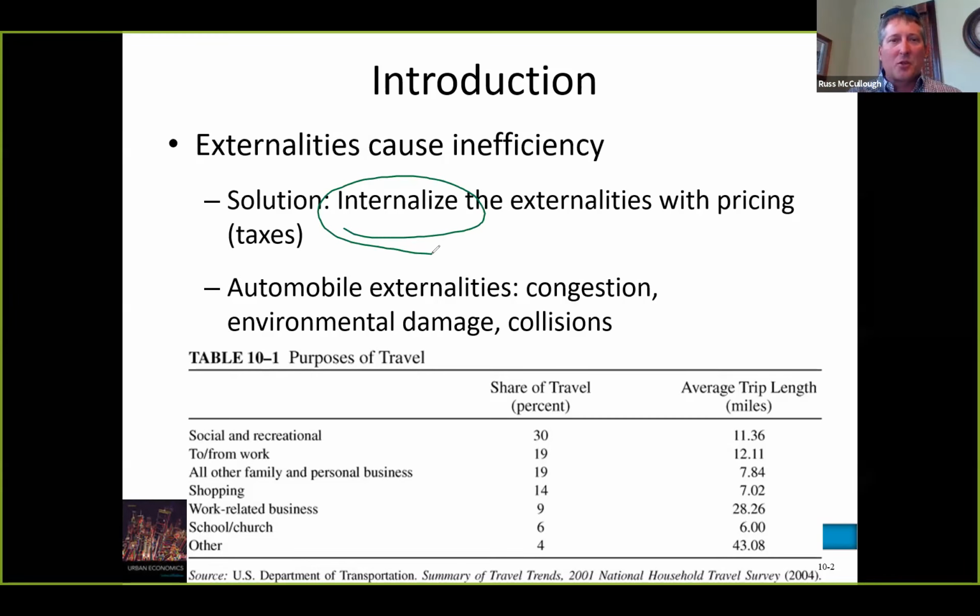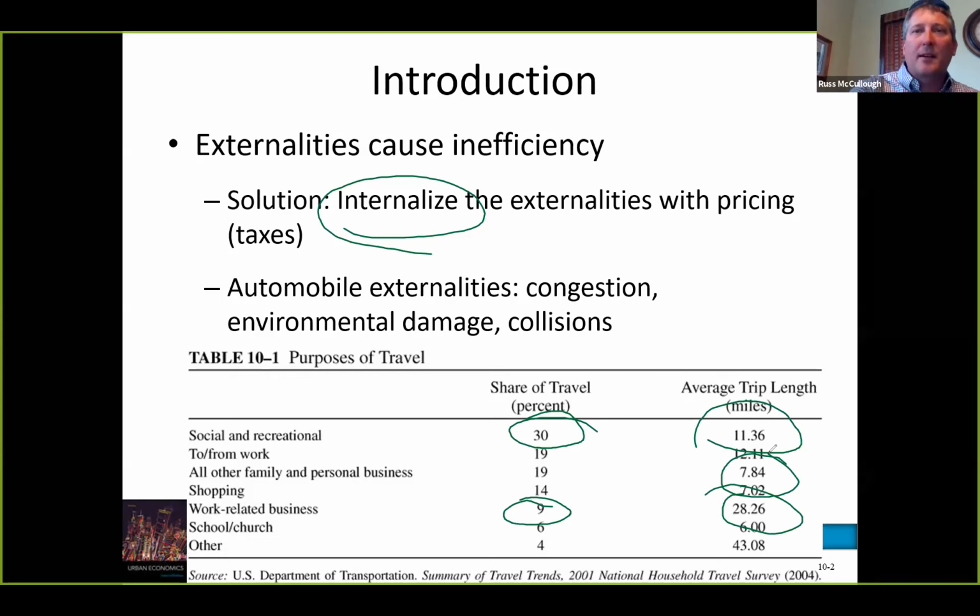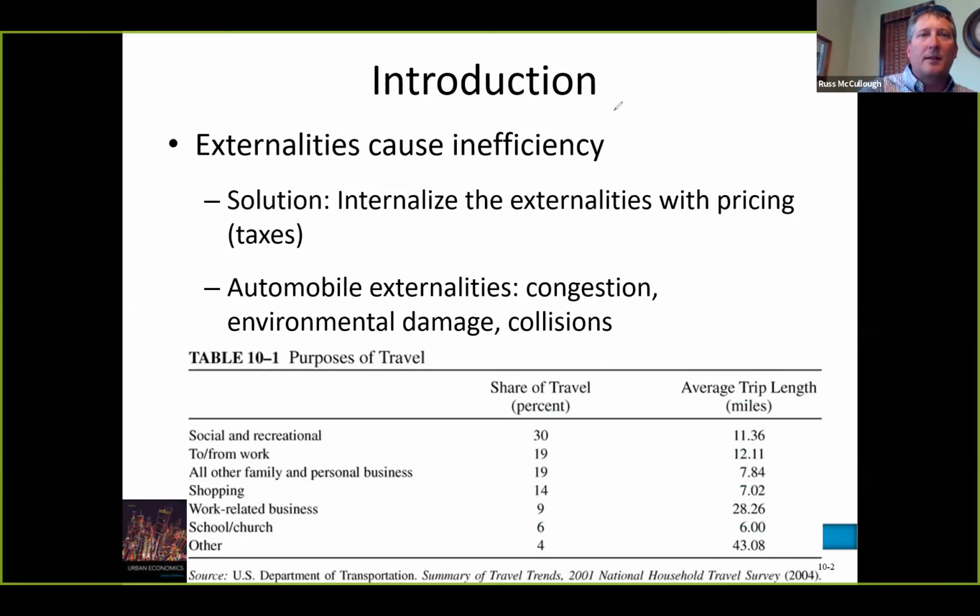So here's some general information. What causes us to travel? 30% of your travel is social and recreational, and about 11 miles is the average trip length. Work-related, people tend to drive further for work. 9% of travel is for work, with a 28-minute commute. And then going shopping, we tend to shop a little closer to where we are for most of our shopping, if you think grocery store and other things. So that gives you at least a quick breakdown of some of the content that we have.